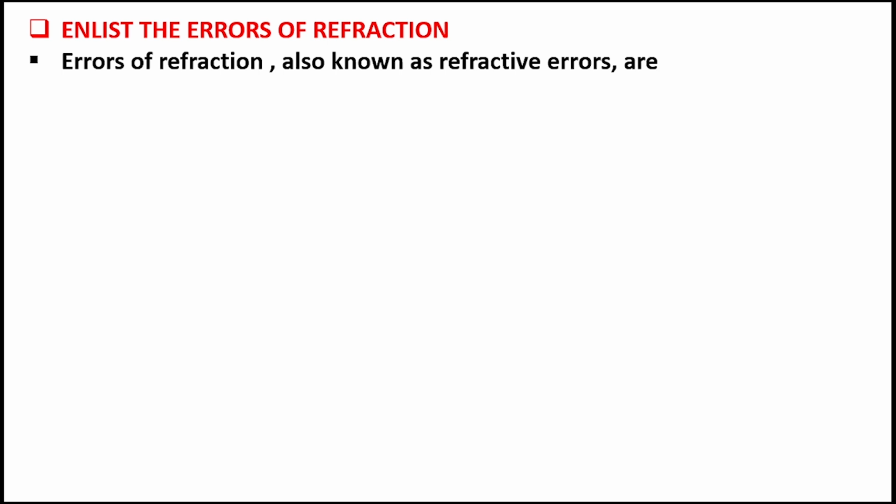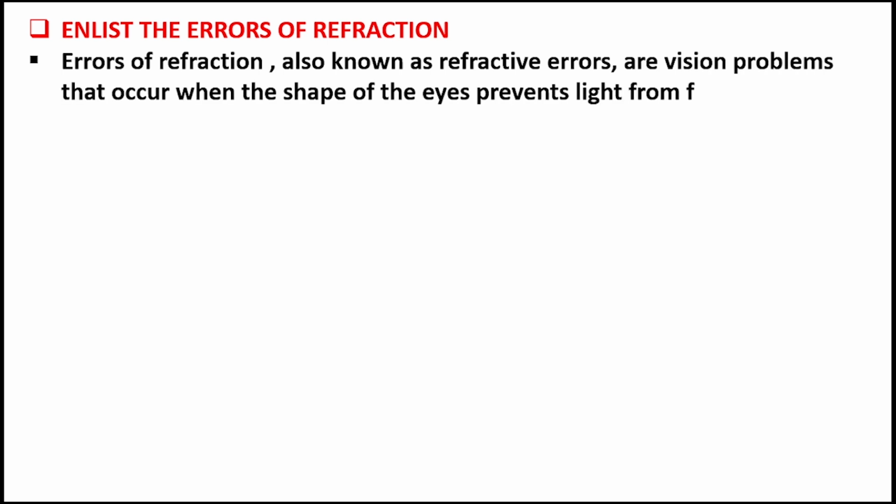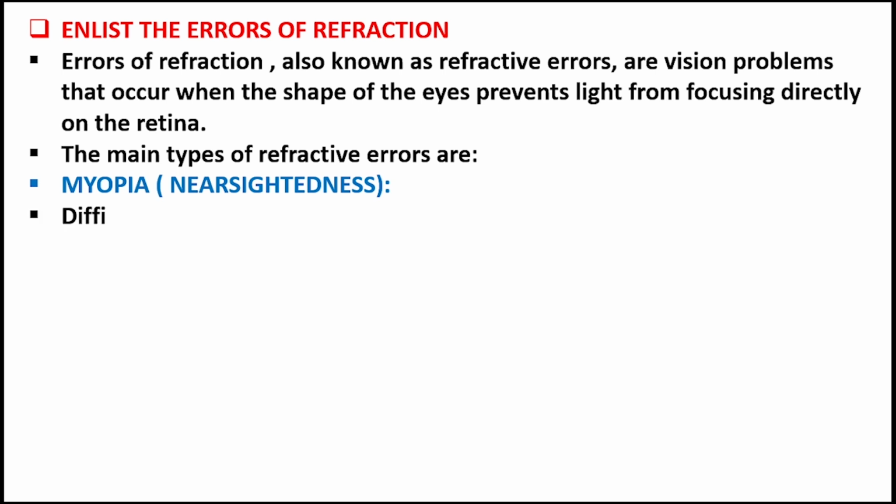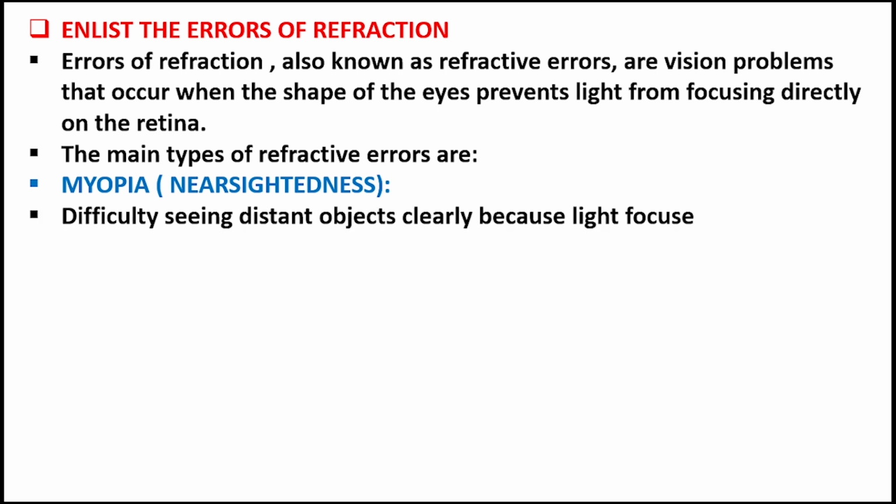Enlist the errors of refraction. Errors of refraction, also known as refractive errors, are vision problems that occur when the shape of the eyes prevents light from focusing directly on the retina. The main types of refractive errors are myopia, nearsightedness: difficulty seeing distant objects clearly because light focuses in front of the retina.